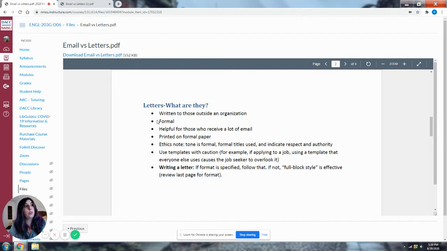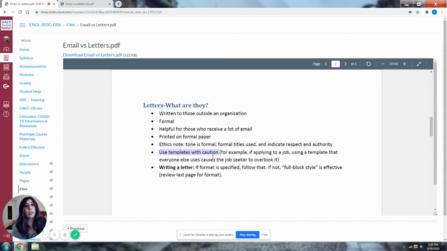Ethics note, tone is usually completely formal because they're usually only workplace based. Growing up, we all maybe dealt with letters from friends and family, and that's different because that's okay for the rhetorical situation. But in this class, we're thinking about it in a formal business professional sense. So formal titles are usually used to indicate respect for somebody or authority on you, the audience, or both.